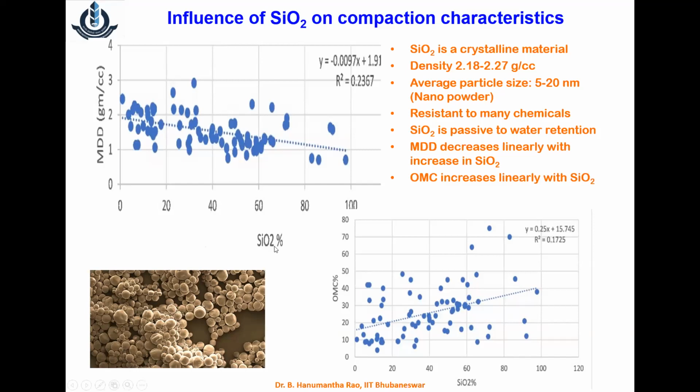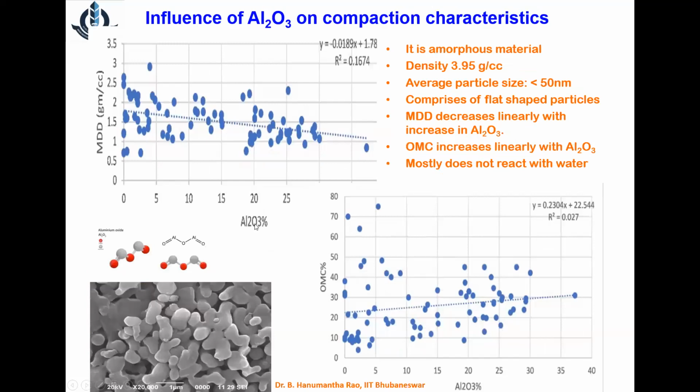Now if you look at the silica, most of the particles are spherical in nature, but they are passive to the water content. They don't absorb a lot of water. And if you look at the particle size, the typical SiO2 is 5 to 20 nanometers, and most of the SiO2 is in powder form. Another interesting thing is the aluminum. If you look at the aluminum particles, they are not spherical, rather they are flat shaped particles, with particle size of less than 50 nanometers and more, and they are also passive to the water.